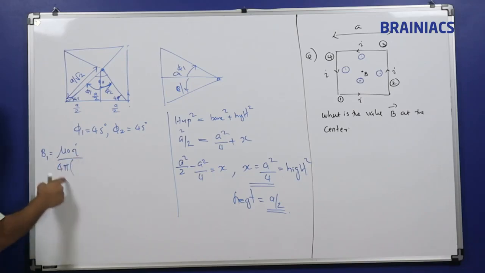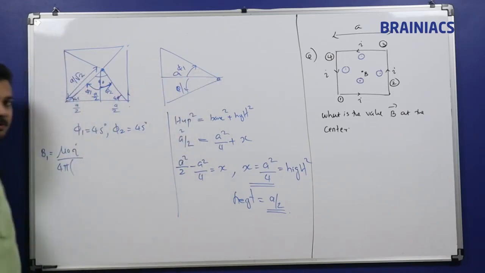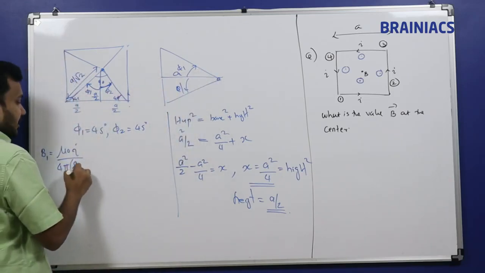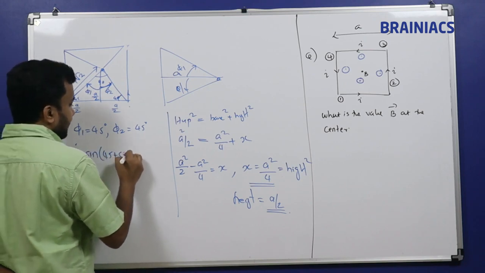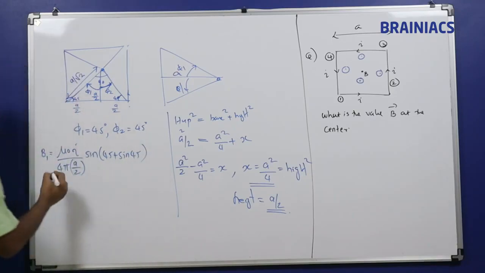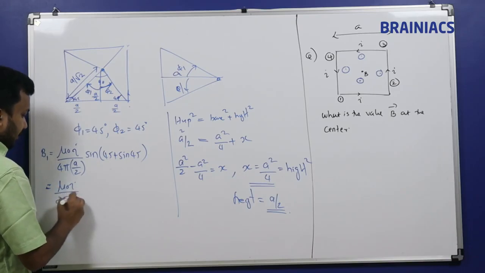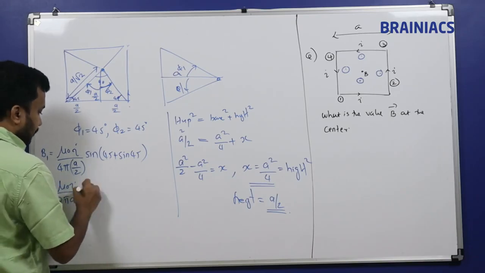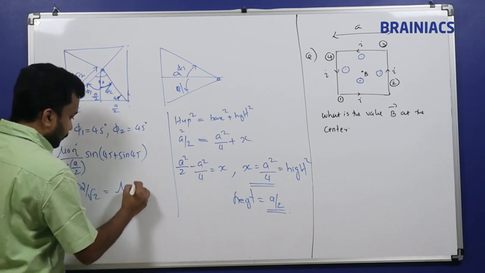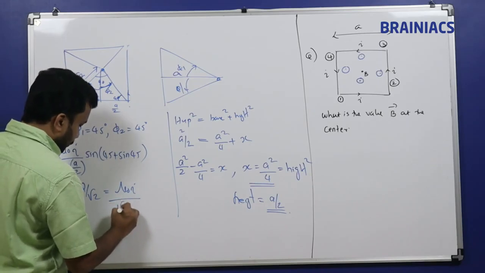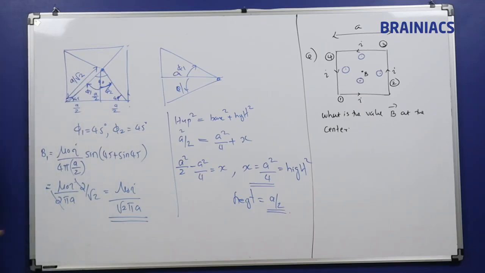So mu 0 by 4 pi a, where a is the perpendicular distance from the conductor to that point. So here it's nothing but a by 2, is equal to sine of 45 degree plus sine of 45 degree. So 2 and 2 will get cancelled. So mu 0 I divided by 2 pi a into 2 by root 2. So 2 gets cancelled, it becomes mu 0 I divided by root 2 pi a. This is the answer to this question for one conductor.